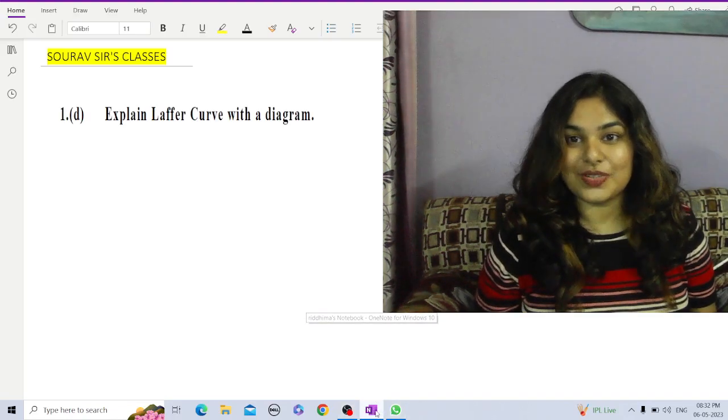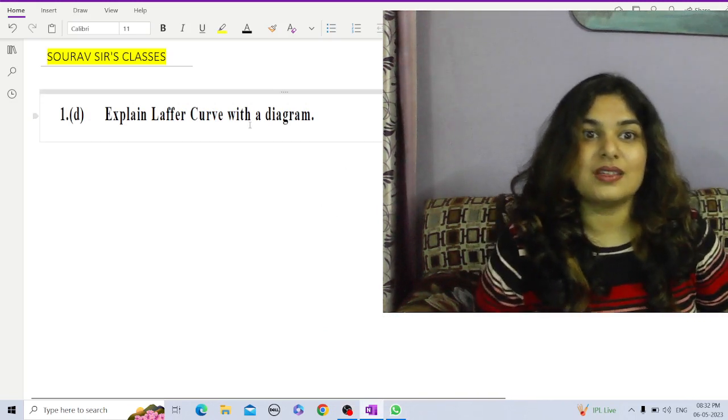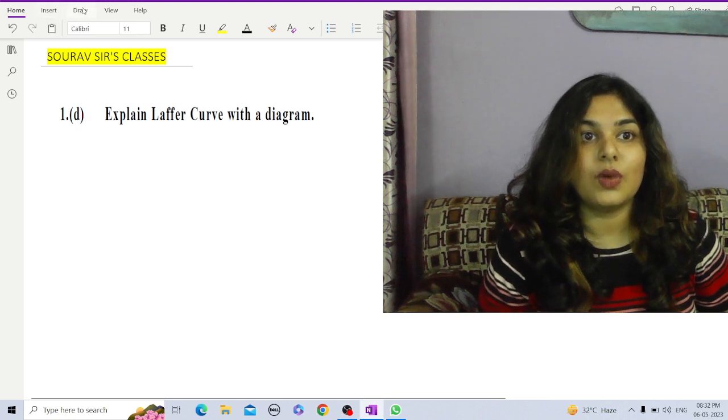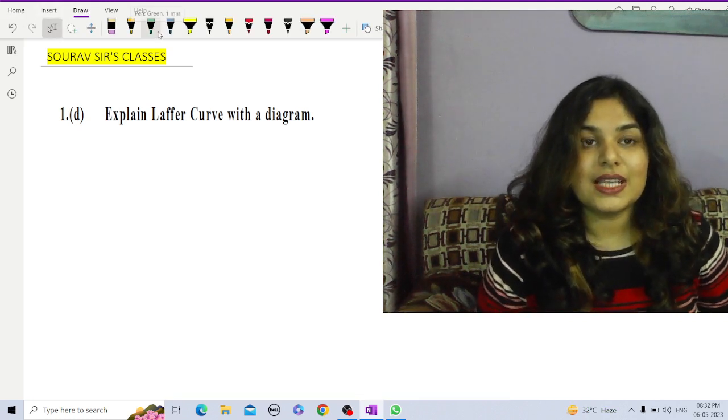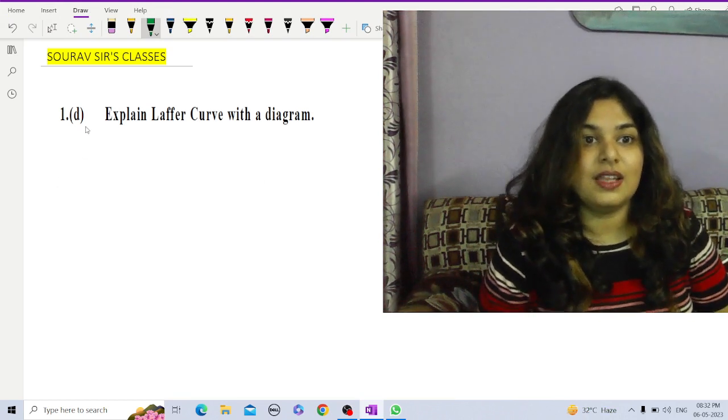So in front of you is a question about Laffer curve, okay? The question asked is explain Laffer curve with the help of diagram. So first let us understand what is Laffer curve. Let us first define Laffer curve.